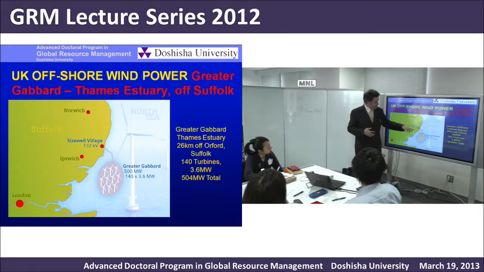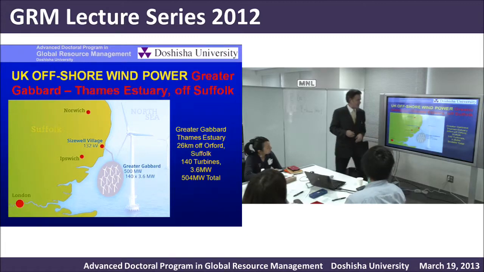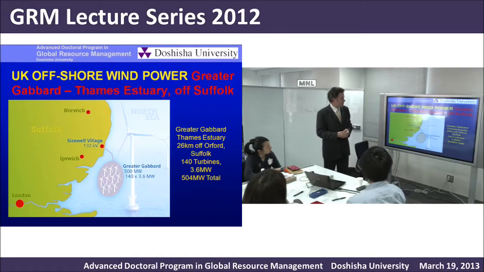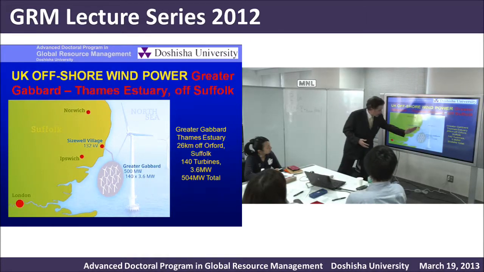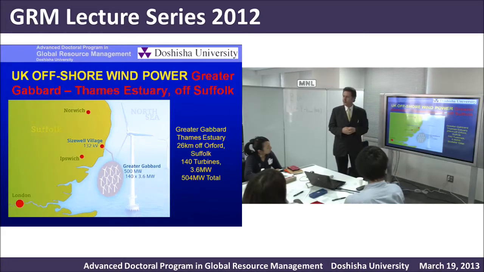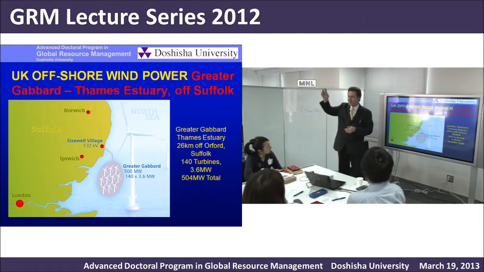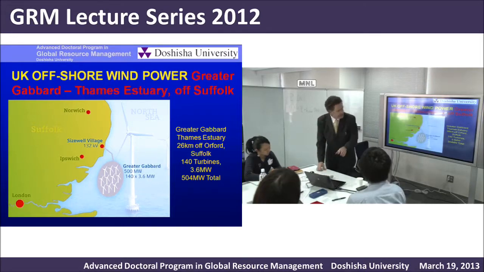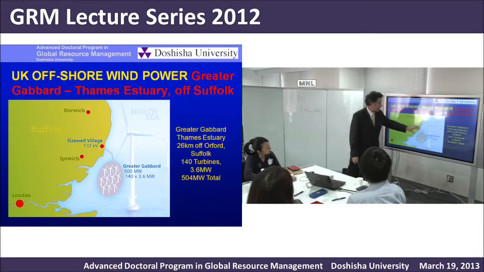Not at the highest voltage, but half a gigawatt, 140 turbines, each 3.6 megawatts, 26 kilometers offshore. So people don't have to worry about noise or visual amenity. It's out there, so there's less opposition. Obviously, there's a challenge to get the power here via cables. That's a big challenge.